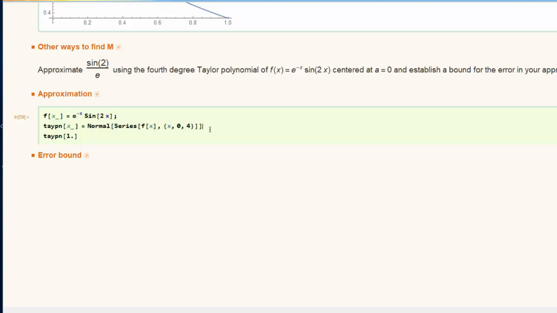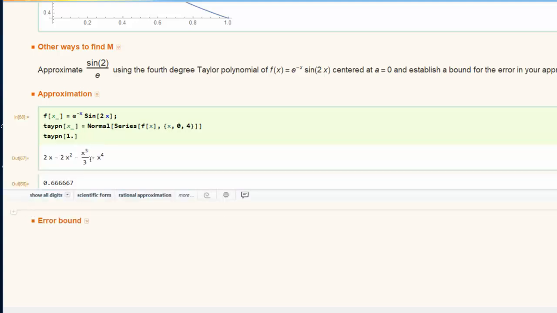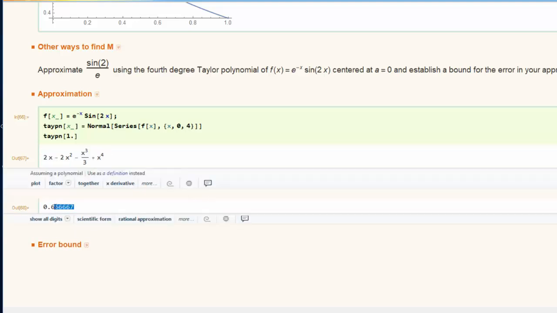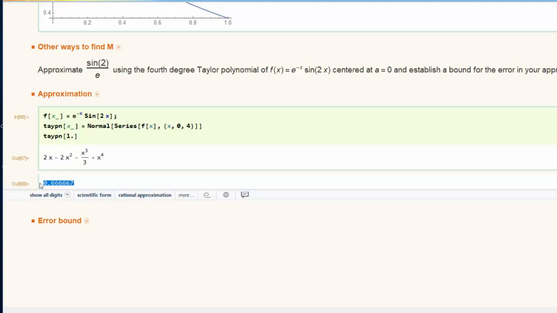But I still need to calculate the fourth degree polynomial centered at 0 for that, and then evaluate that polynomial at 1 to approximate sine of 2 over e. And so when I do that, I get the following values. Here's my fourth degree polynomial, and here is the approximation for sine of 2 over e.